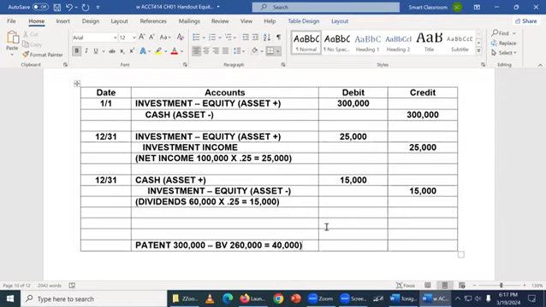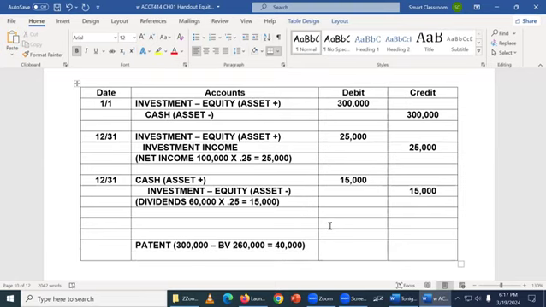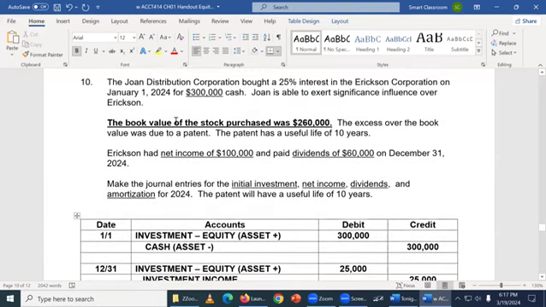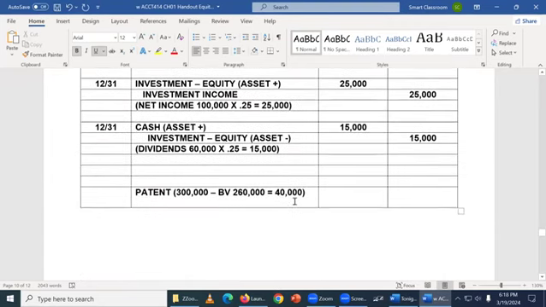Okay, now we have to figure out how much we are going to depreciate from this thing. Now, if you're wondering, do we have to take it 25%? It's already given, this 25% is already in the value of the stock purchased. So this is already the 25%. We don't need to do anything more with the percentage on this one. Divided by 10 years, so 40,000 divided by 10, what is it, 4,000?